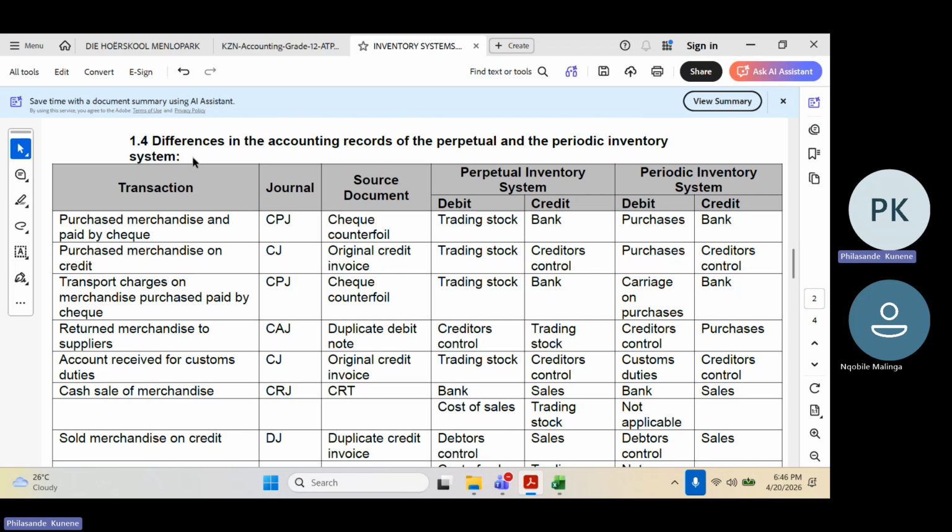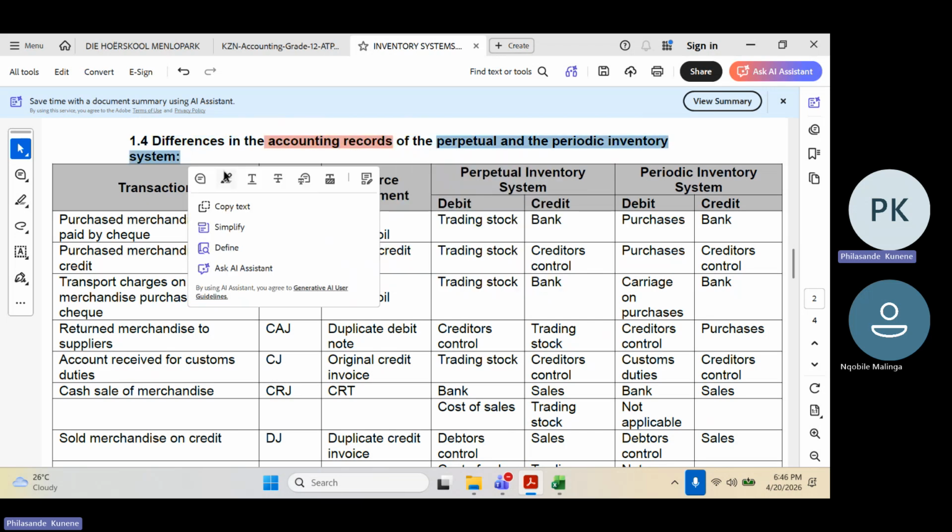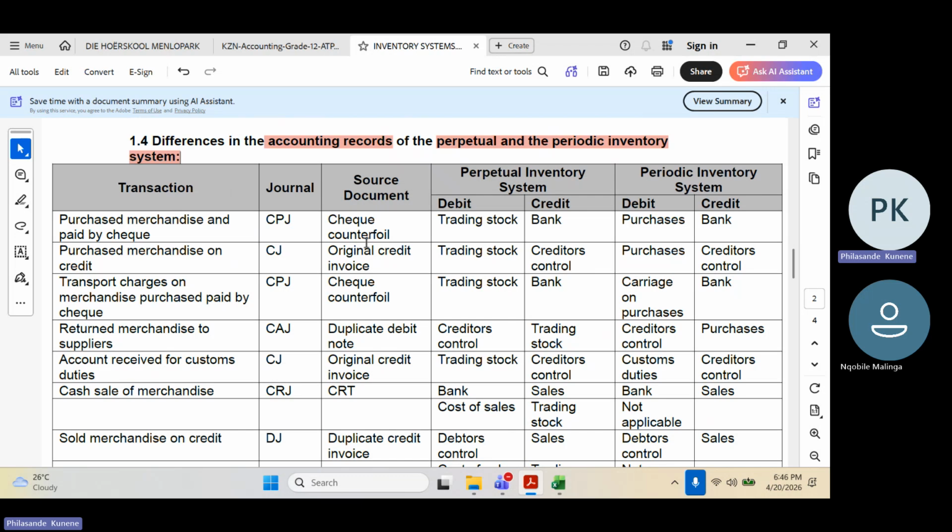Okay, 1.4, let's look at the differences in the accounting records of the perpetual and the periodic inventory systems. The accounting records are not the same as well because the systems are not the same. You need to check how they record this. This table is very important because it allows you to see how they record trading stock that has been purchased, trading stock that has been sold, and trading stock that has been returned to the supplier. How does the perpetual system record it and how does the periodic system record it?